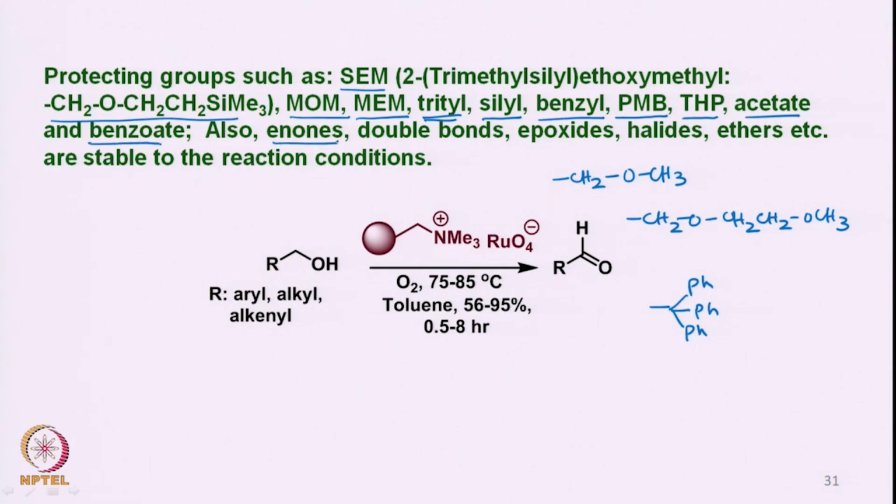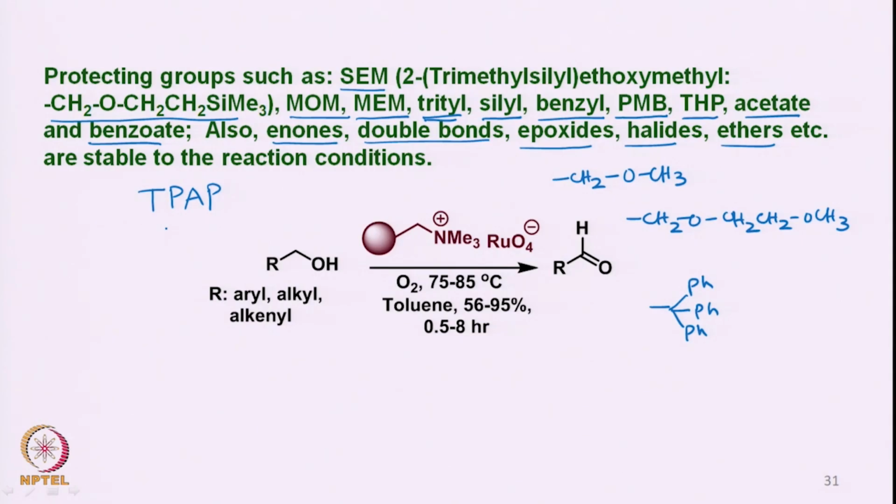Also functional groups such as enones, double bonds, epoxides, halides, ethers are stable under the reaction conditions. So, therefore, TPAP is a very useful alternative for converting primary alcohols to the corresponding aldehydes without cleaving various kinds of double bonds or tolerating different types of functional groups.